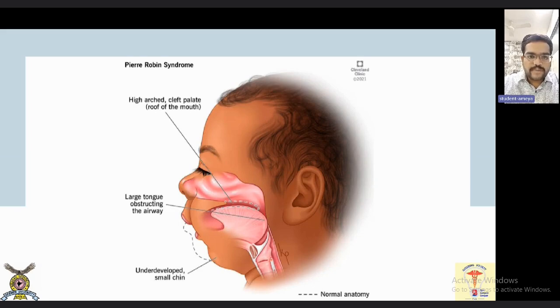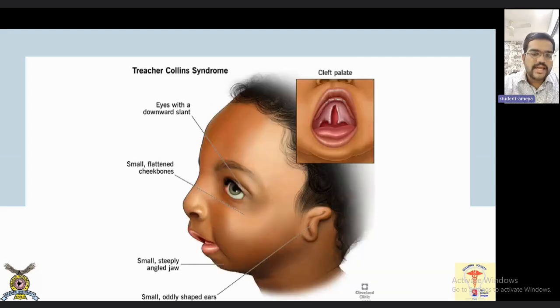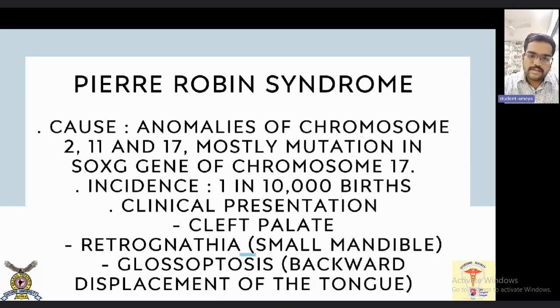High arched cleft palate, roof of the mouth, large tongue, and underdeveloped small chin. So I want you to pay attention to this fact that there is cleft palate in Pierre-Robin syndrome as well as in Treacher-Collins syndrome. But the way to differentiate is based on these features. First of all, the chromosome numbers involved, the gene mutations, and the other specific clinical features.